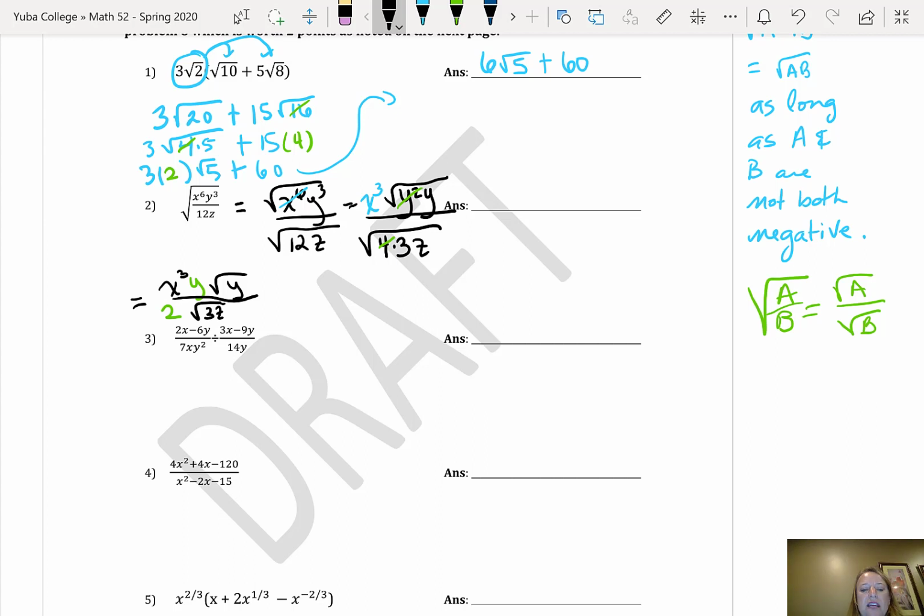Okay, so in order to get rid of the radical in the denominator, I need to multiply this by a fancy one, what I call a fancy one. And so because it's a square root, we need 2 of each factor underneath that radical. And so I need 2 3's and I need 2 z's. Right now I only have 1 3 and I only have 1 z. And so in order to do that, I can multiply both the numerator and denominator by the square root of 3z.